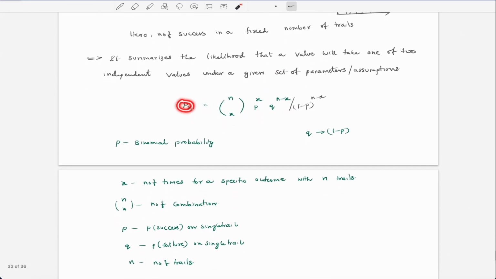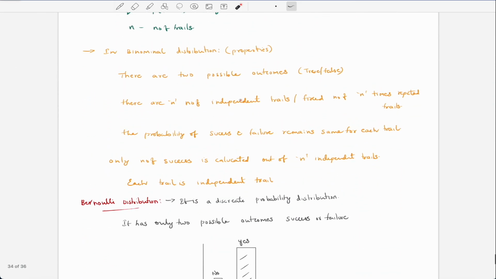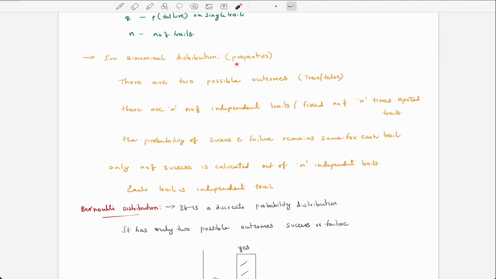So p is the binomial probability, and n and x give the number of combinations from n and x. We have the probability of x, which is the probability of success, and the probability of failure, and n is the number of trials we are going to do, right? So in the binomial distribution we have some properties.